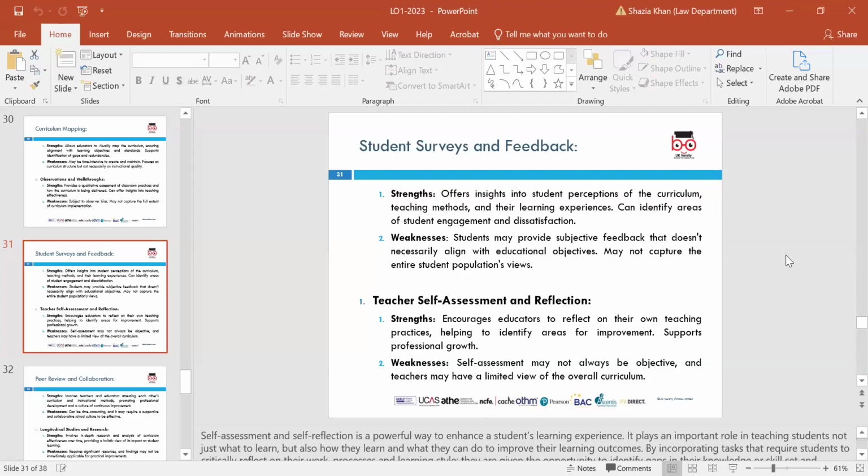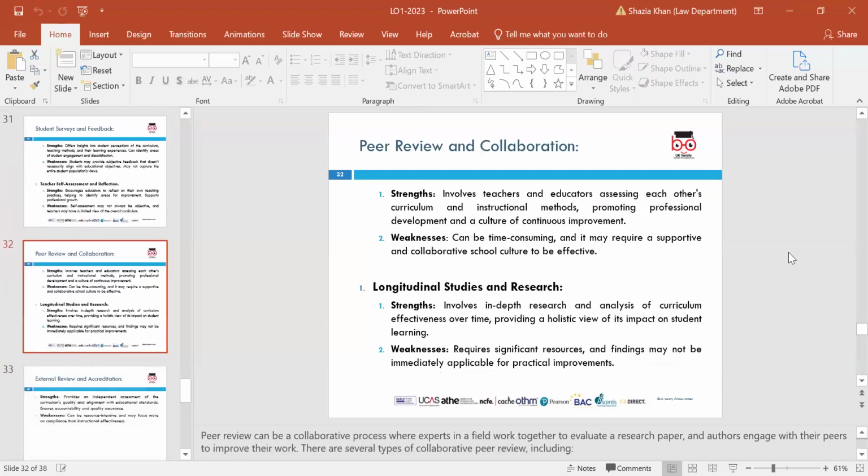Self-reflection involves reviewing their own work, for students and for teachers as well. A strength is that it encourages educators to reflect on their own teaching, to evaluate what they do, and to identify any areas for improvement, any strengths or weaknesses as well. The weakness is that self-assessment may not always be objective, and teachers may have a limited view of the overall curriculum. So, you need to reflect on your learning processes.